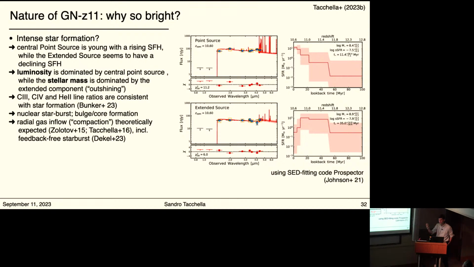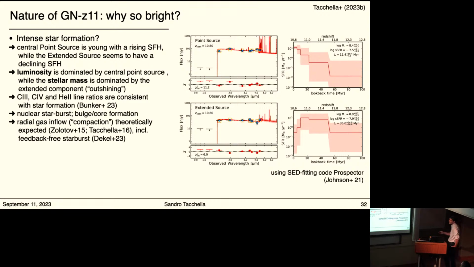Again, here I'm just assuming everything is stellar emission, processed by dust and by gas. There is no AGN contribution here. And actually, you can reproduce both the point source and the extended source quite well. What we find is that the point source has a strongly increasing star formation history, is quite young and rather low in mass, of the order of 10 to the 8.4. On the other hand, the extended source is slightly older, maybe a constant or slightly decreasing star formation history, with a stellar mass of nearly 10 to the 9.